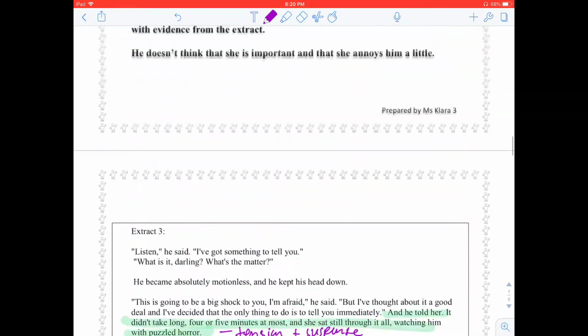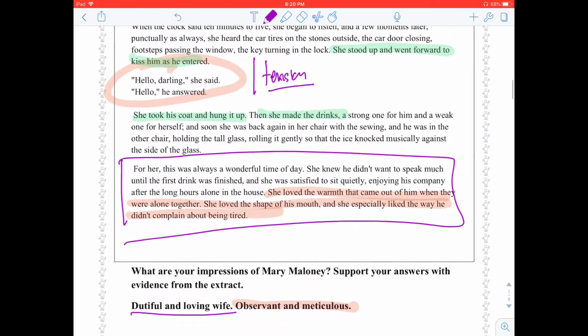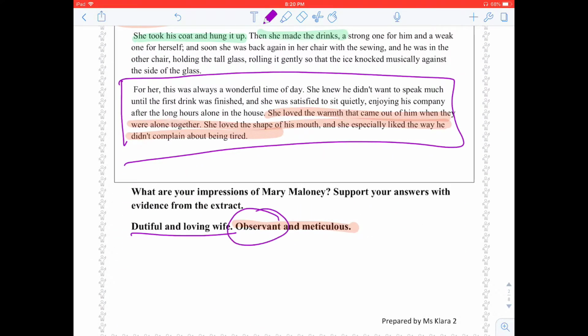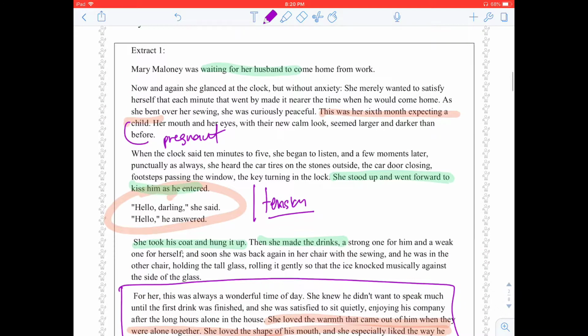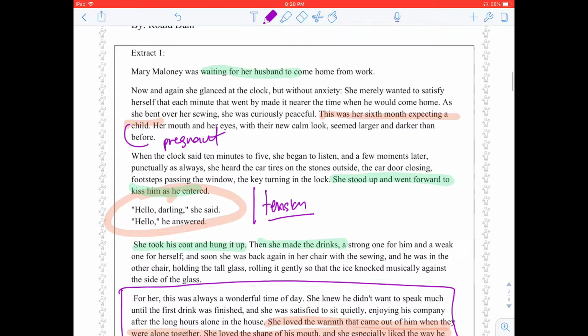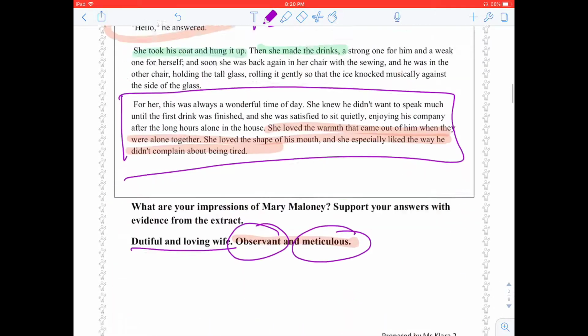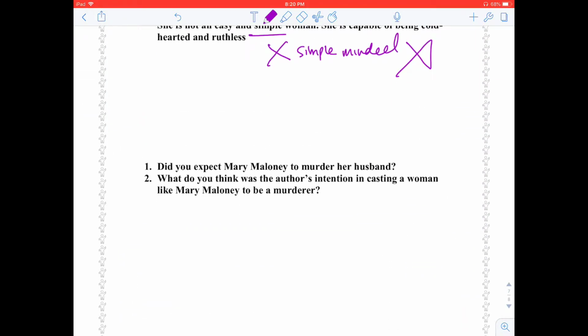If you look at the first extract, we were talking about how observant and meticulous she is. She plans everything. So she is not as stupid or silly as we think she initially is. So can you answer these next two questions? Did you expect Mary Maloney to murder her husband? Yes or no? Some say yes, some say no. What do you think was the author's intention in casting a woman like Mary Maloney to be a murderer? We were talking about subverting stereotypes.